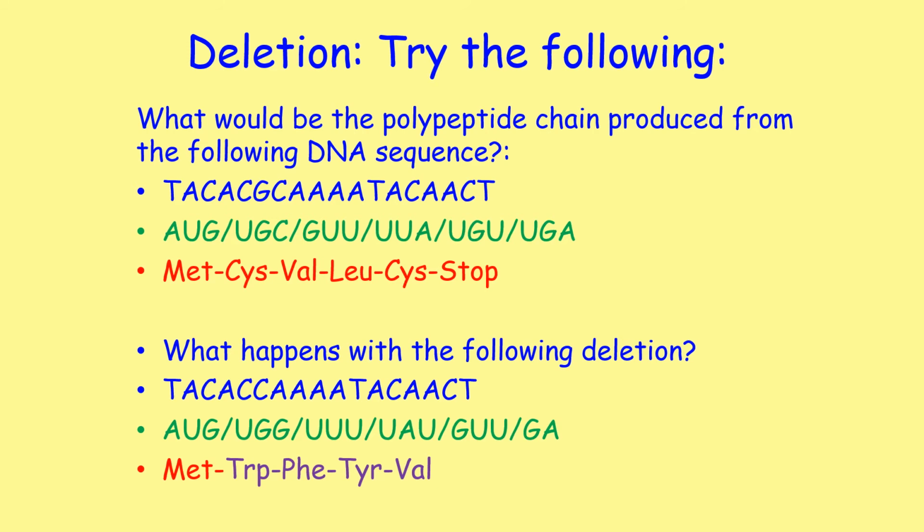Where that deletion mutation happened, every single codon and therefore every single amino acid after that particular mutation has been affected. So the only amino acid that is similar between our normal DNA and our mutated DNA is that methionine, that very first start amino acid. Every single amino acid coded for afterwards is completely different.